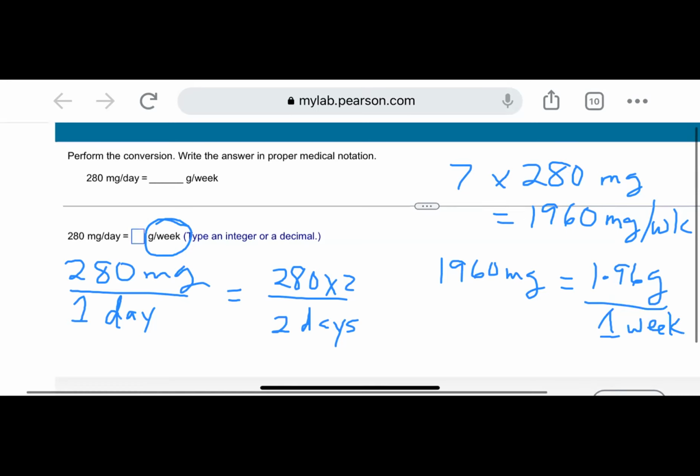Now, what about if I'm using dimensional analysis? So we know that this is going to be our answer, 1.96 g per week.